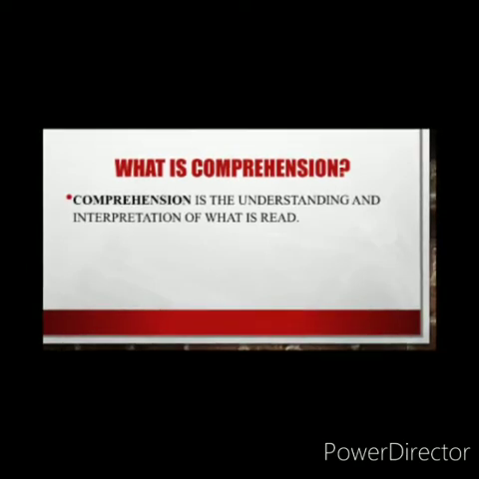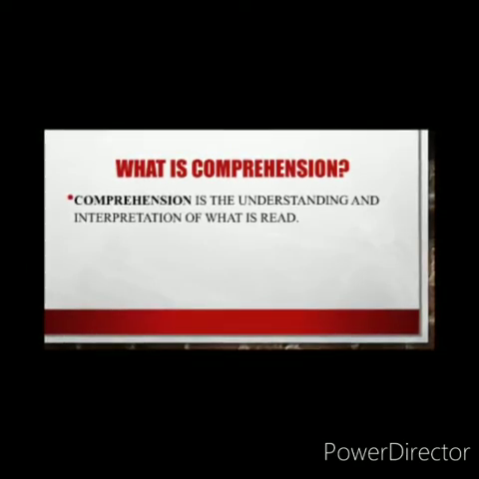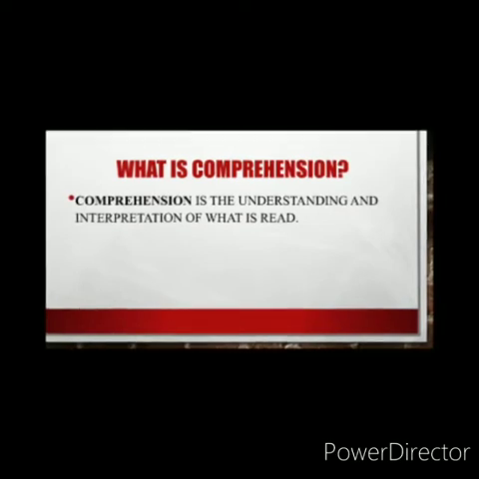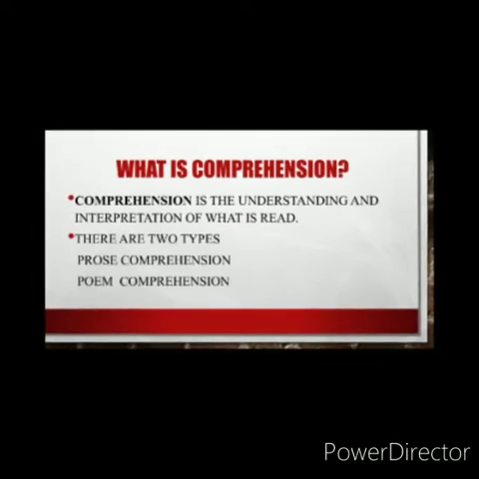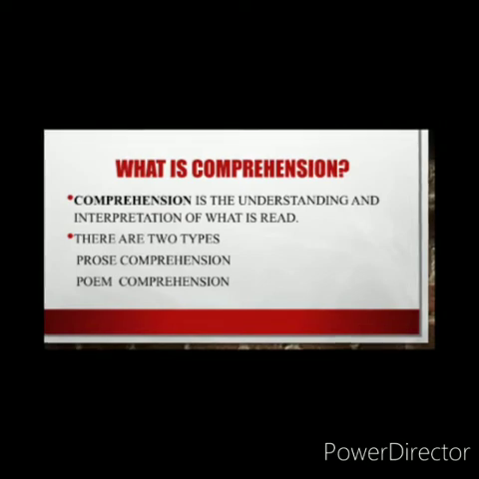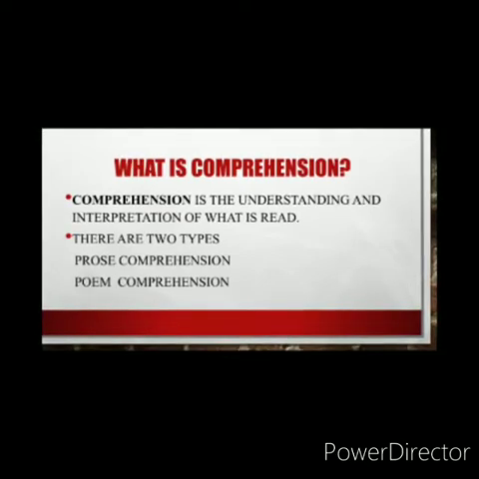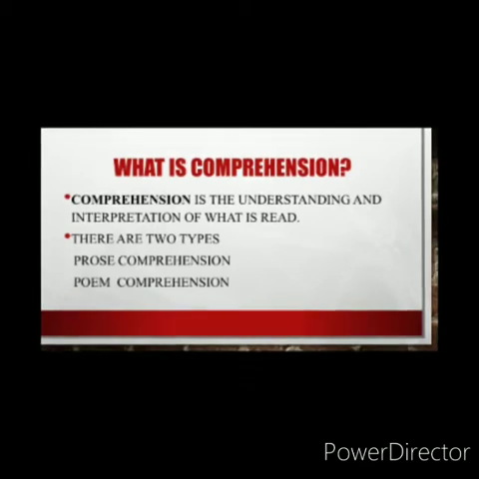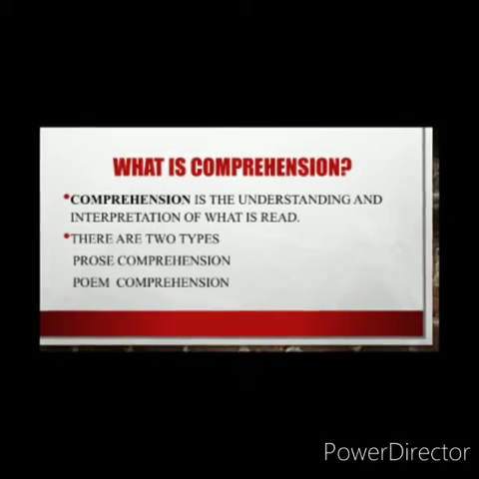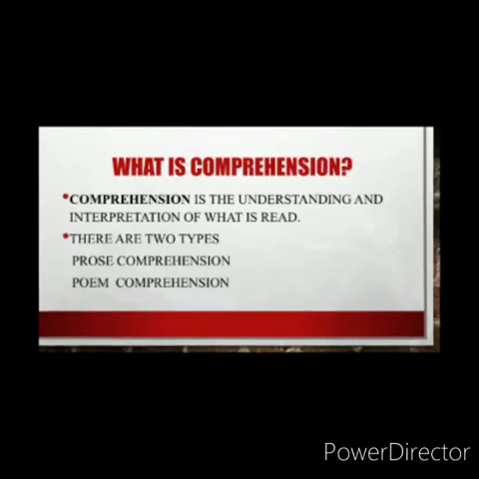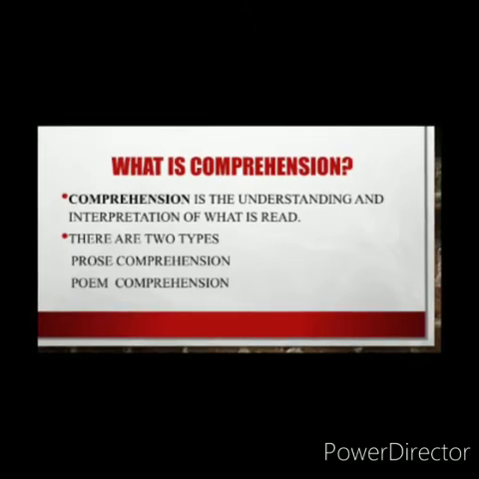The way you interpret what you read is called comprehension. This comprehension is of two types: prose comprehension and poem comprehension. Prose comprehension means prose is about the story. Poem comprehension means it's about a poem that we read. Now we are going to see what is a prose comprehension or a passage comprehension.